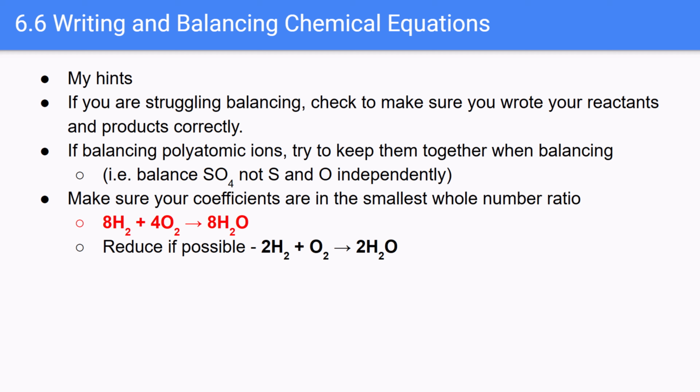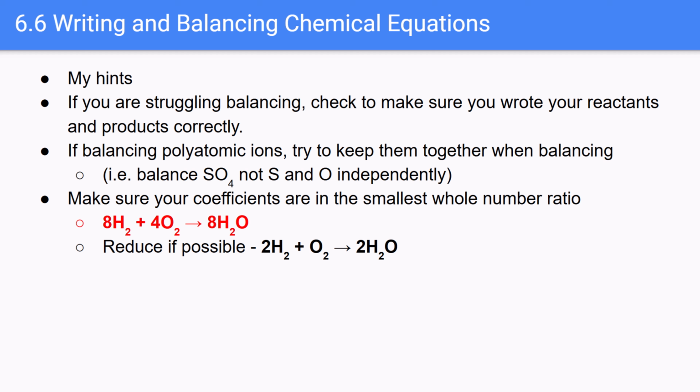If you're struggling balancing, check to make sure you wrote your reactants and products correctly. If they're given to you, you can probably make the assumption that they're already written correctly. But if I'm making you go through and write out the chemical formulas before you balance, and you're having a real hard time balancing an equation, double check to make sure you wrote them correctly.